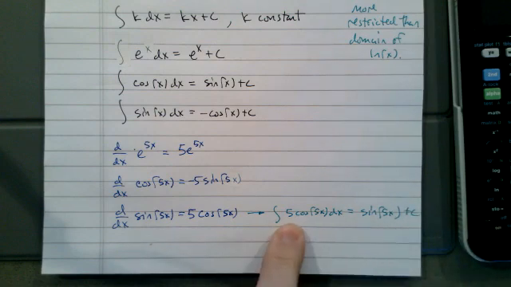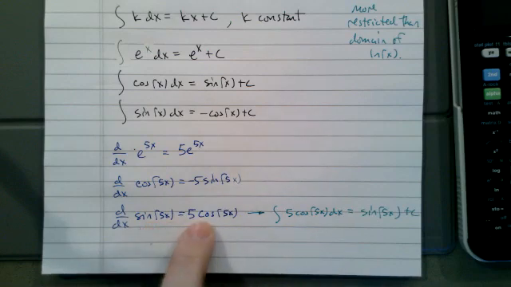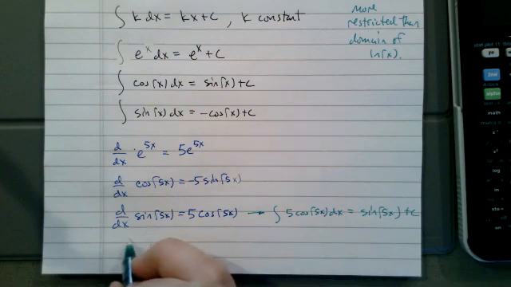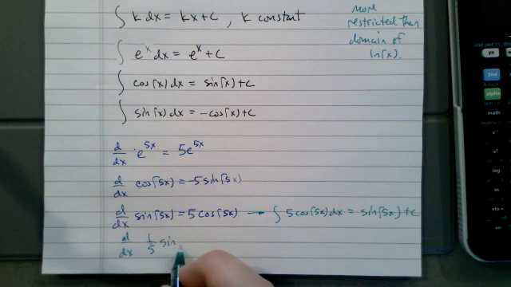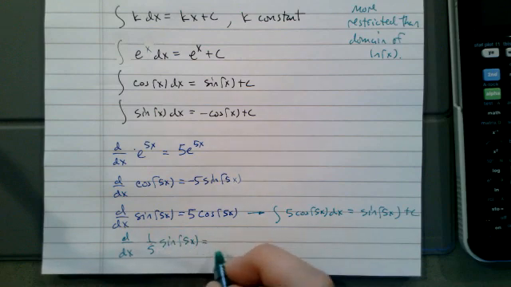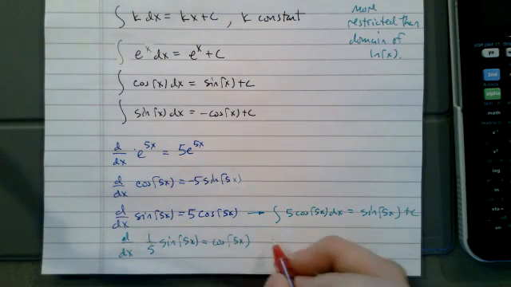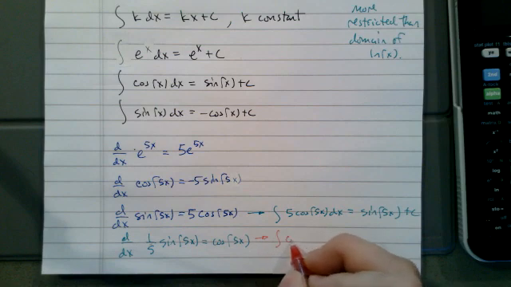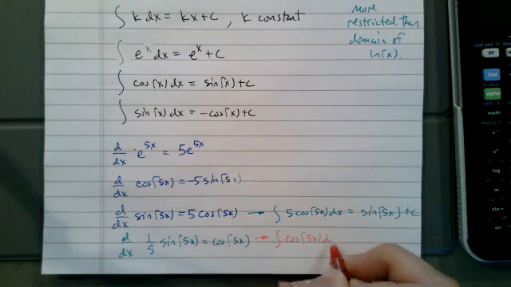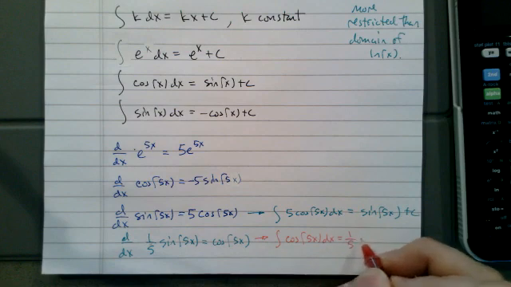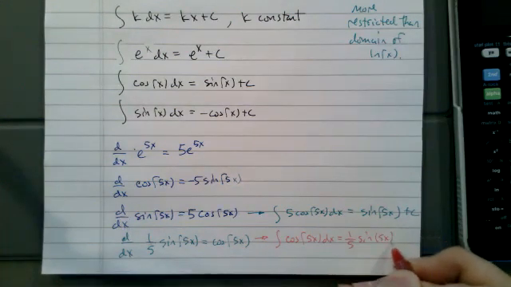And if we don't have this 5 as a multiple to be the derivative of the inside, then that means we should divide by 5. I can divide both sides of this equation by 5. So I could rewrite this as the derivative of 1/5 sine of 5x is cosine of 5x. And so that tells us that the integral of cosine of 5x dx will be 1/5 sine 5x plus c.